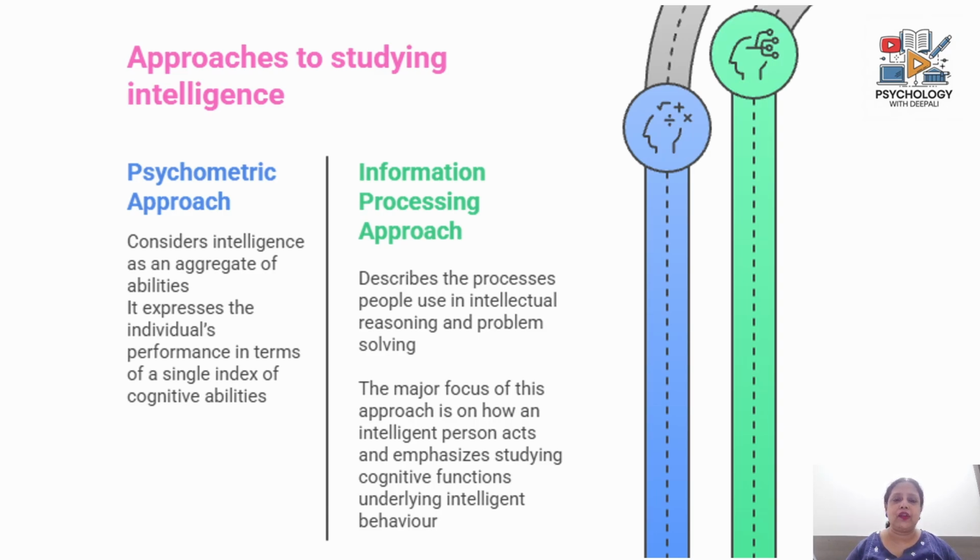If I administer a psychological test which evaluates the IQ or the intelligence of an individual, I will get an IQ score. So this IQ score is basically a single measure or a single index of my cognitive abilities. The information processing approach does not focus on measurement of intelligence. Basically, it focuses on the processes which are used in reasoning as well as problem solving. So it does not focus on how to measure intelligence, but on the process which is used by an intelligent person to behave in an intelligent manner. All the processes which underlie the cognitive functions and which make a person behave intelligently, that is the focus of study.